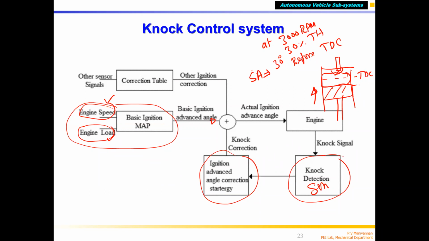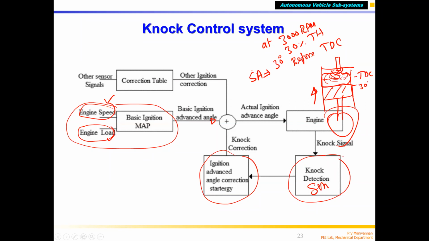And when it is 30 degrees before TDC, this position, correct? Because we are talking crank angle, 30 degrees before TDC, you give a spark. So the flame starts propagating and proper combustion happens.